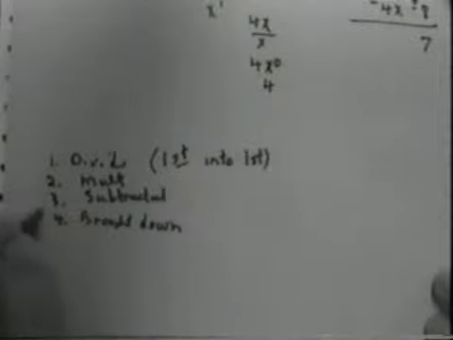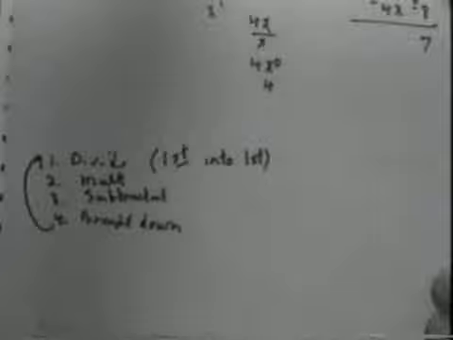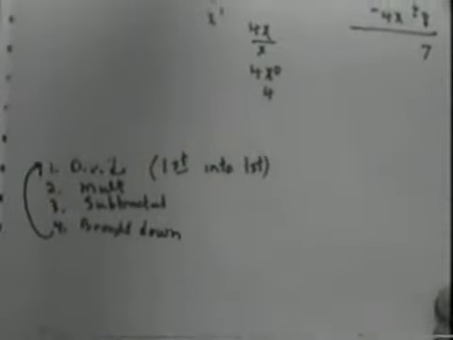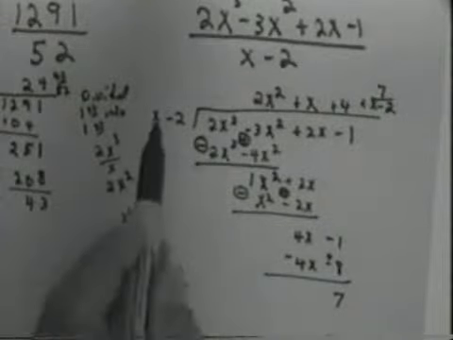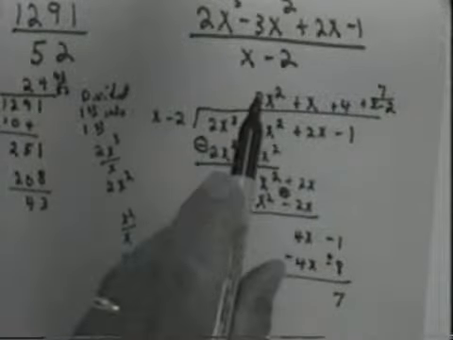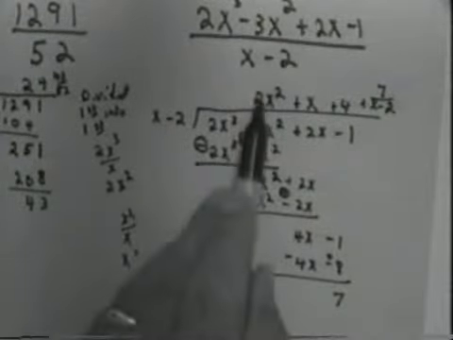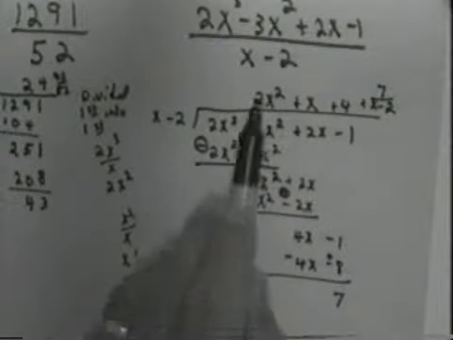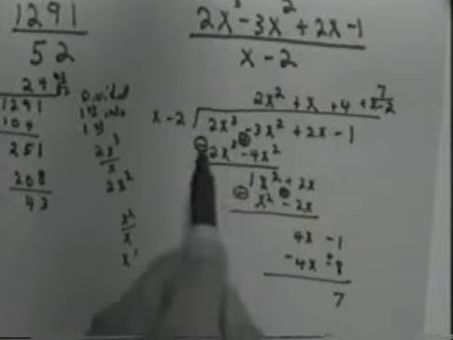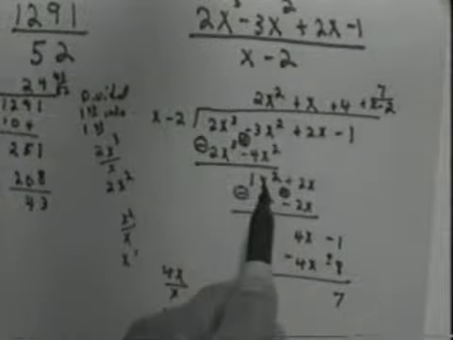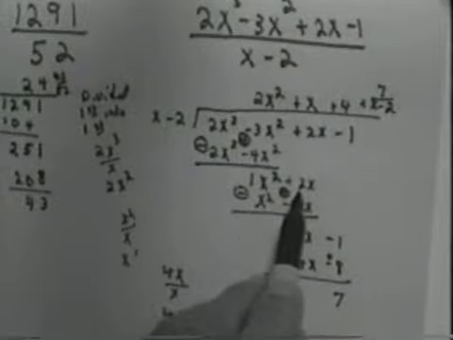Now once we brought it down, then we went back and we started the division process again, and we repeated it. Let me show you what I'm talking about with this one now. We divided the first into the first to get the 2x squared. So we divided, then we multiplied 2x squared times negative 2, 2x squared times x. Then we subtracted. The way you subtract is to add the opposite. Once I subtracted, I brought down.